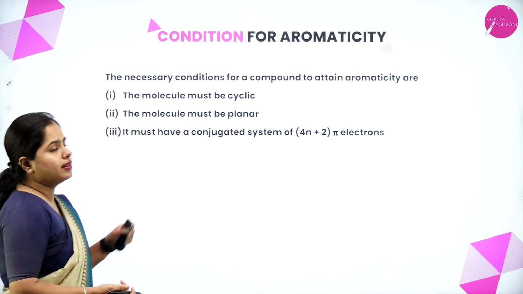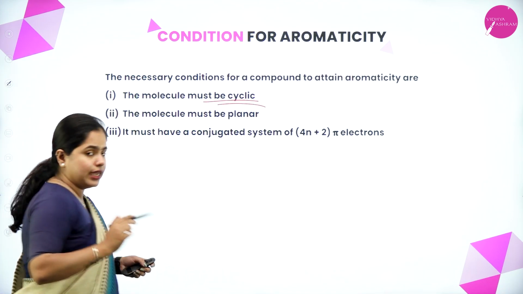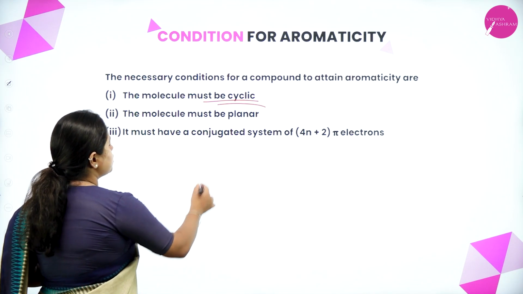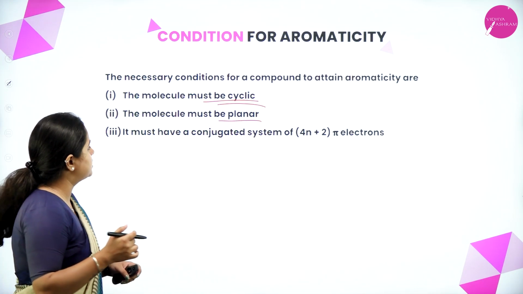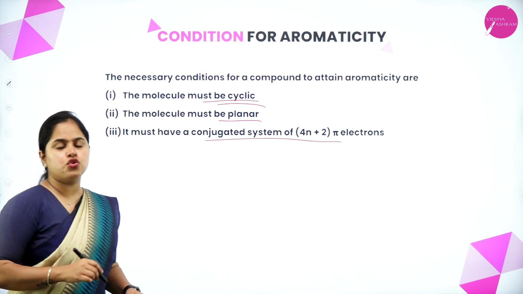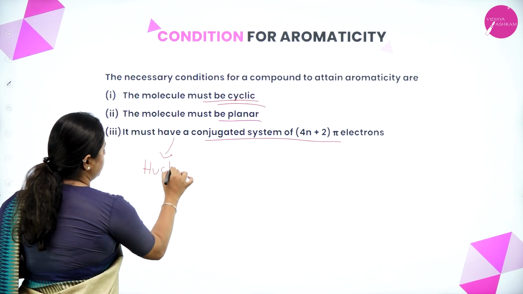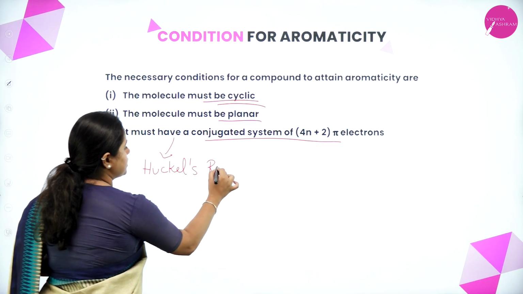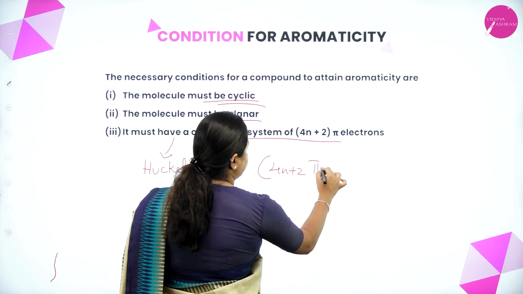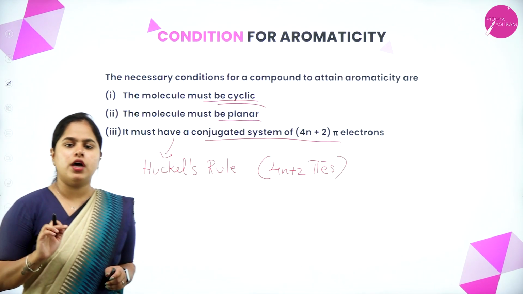Now let us understand the conditions for aromaticity. The first thing is the molecule must be cyclic. Only the cyclic molecules will undergo aromaticity. Right, the molecules must be planar. We have already discussed this. And it must have a conjugated system of 4n plus 2 pi electrons. That means it must follow which rule? Huckel's rule. That is what we have just discussed now. It should follow Huckel's rule. That means 4n plus 2 pi electrons it must be containing. I hope this is clear. Right. So this is about aromaticity.